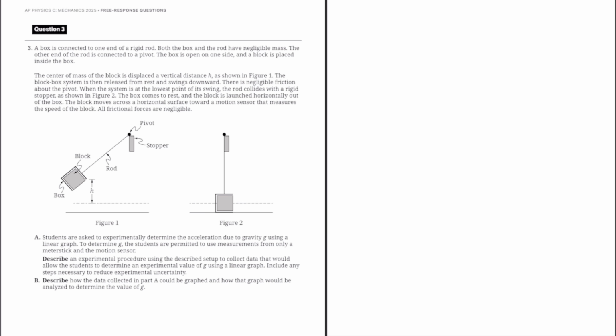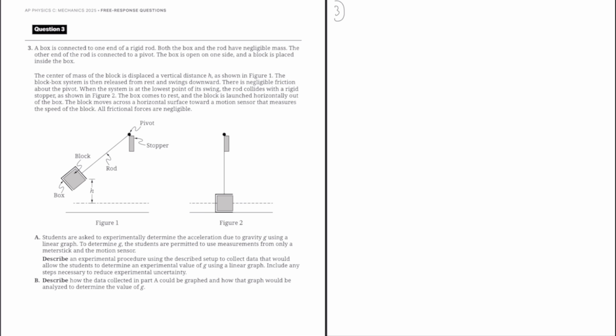A box is connected here. This one I will write out because I fear that this is one of the harder questions. A box is connected to one end of a rigid rod. Both the box and the rod have negligible mass. The other end of the rod is connected to a pivot. The box is open on one side and the block is placed inside the box. The center of mass of the block is displaced a vertical distance h as shown in figure 1.